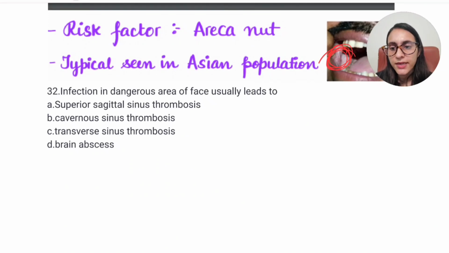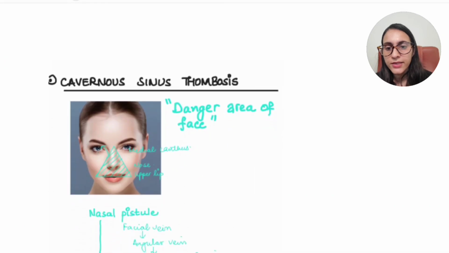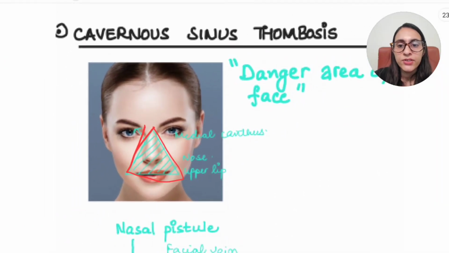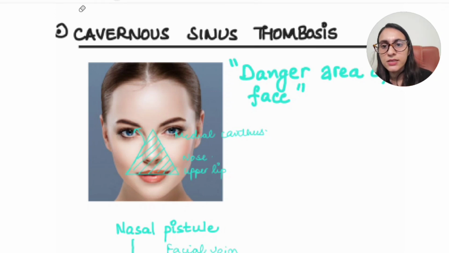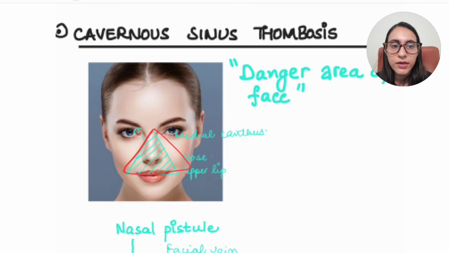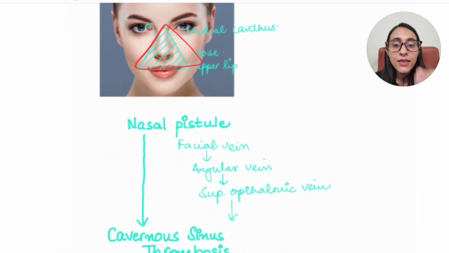Infection in the dangerous area of the face usually leads to what? This is the danger area of the face. Again, this is from one of the notes from the crash course lecture of anatomy. So what is the dangerous area of the face? It starts from the medial canthus of the eyes to the upper lip. It is triangular. This is the danger area of the face.